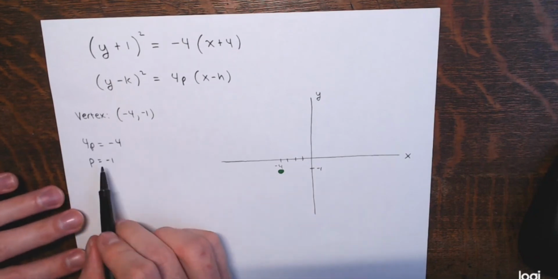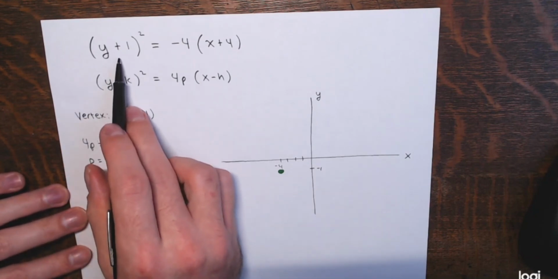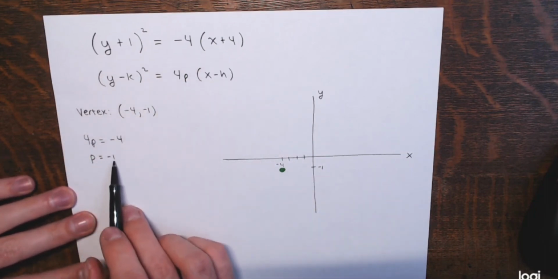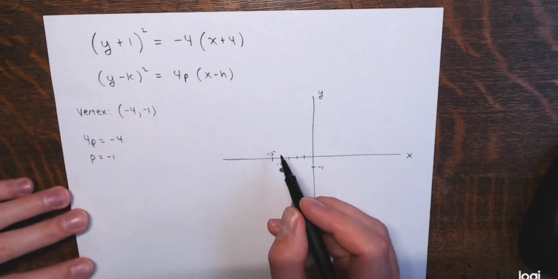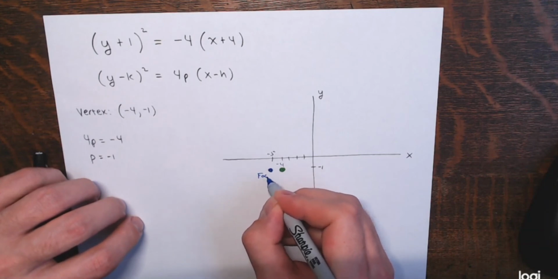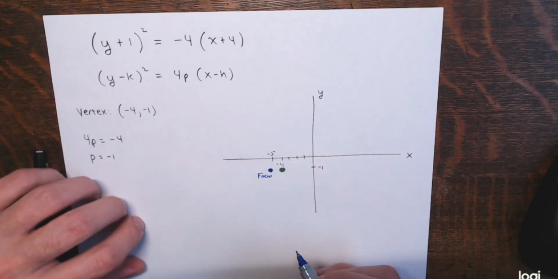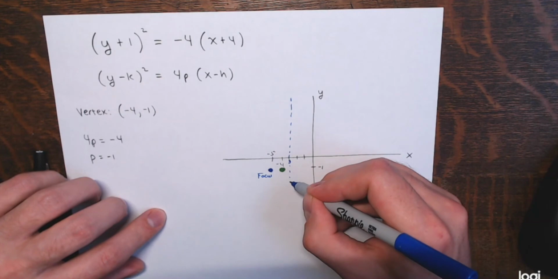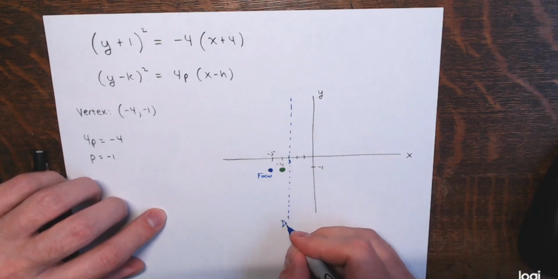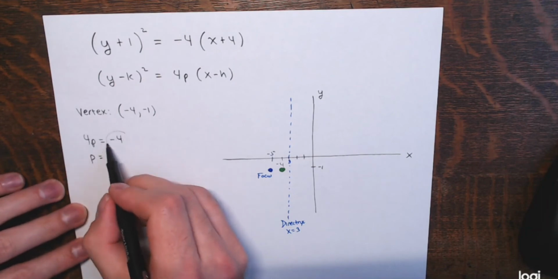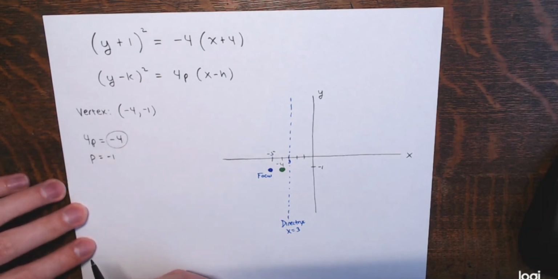meaning that now remember this when the y is squared and the x is not, the axis of symmetry is horizontal. So p being negative 1 means the focus is going to be 1 unit to the left of the vertex. So here's the focus at negative 5, negative 1. And the directrix then would be 1 unit to the right, and it'll be vertical because the axis of symmetry is horizontal. And here's the directrix, right, at x equals negative 3. And the value of 4p is negative 4. So the latus rectum is going to have a length of 4 units.